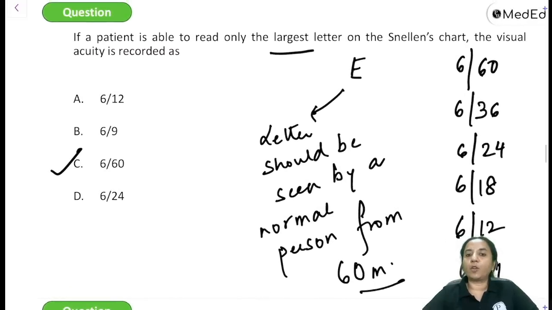Letter should be seen by a normal person from a distance of 60 meters. That is what we mean by 6 by 60.